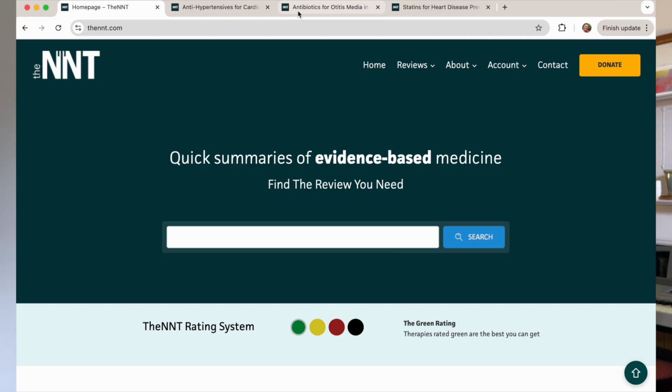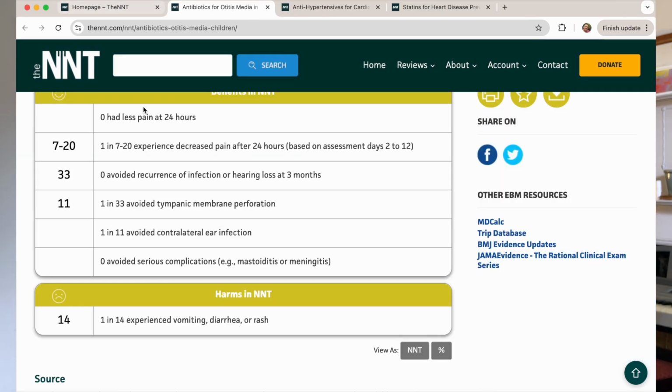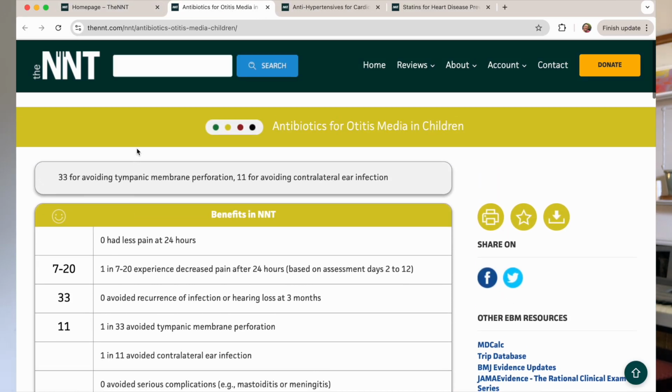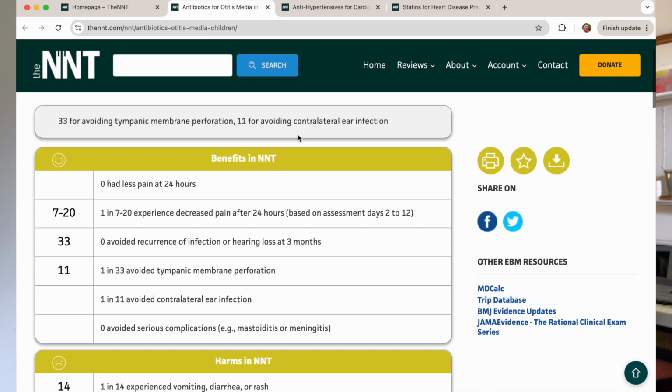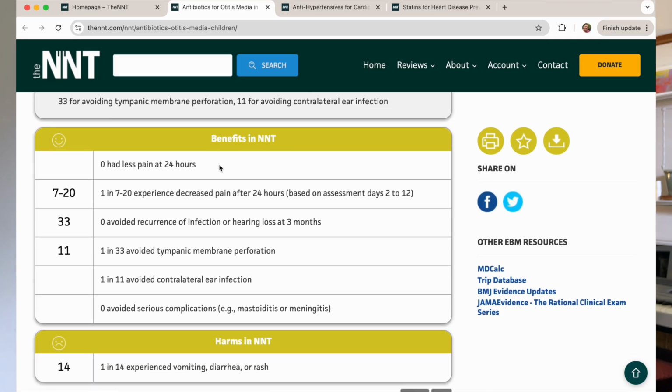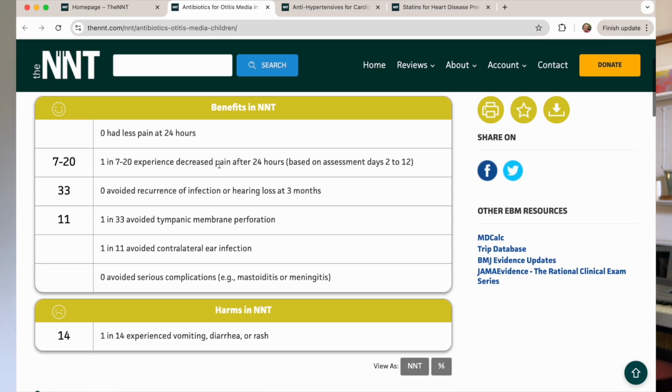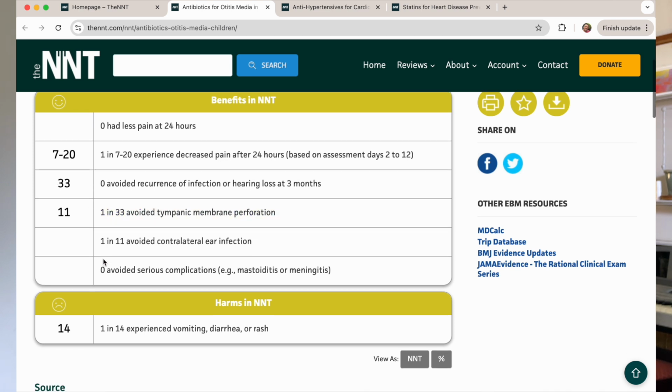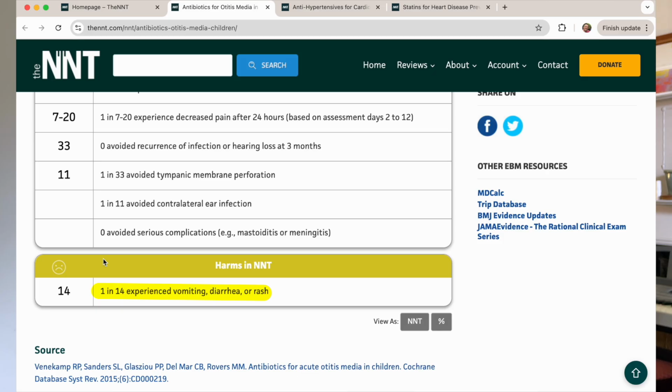So for acute otitis media in children, there's no benefit for prescribing antibiotics in terms of reducing pain. But 1 in 33 children would benefit in terms of tympanic membrane perforation. In terms of harm, 1 in 14 would experience vomiting, diarrhea, or rash. So that's the kind of trade-off.